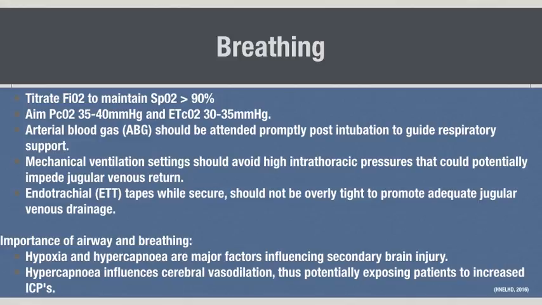Mechanical ventilation settings should avoid high intrathoracic pressures that could potentially impede jugular venous return. Endotracheal tapes, while secure, should not be overly tight to promote adequate jugular venous drainage. Importance of airway and breathing. Hypoxia and hypercapnia are major factors influencing secondary brain injury. Hypercapnia influences cerebral vasodilation, thus potentially exposing patients to increased intracranial pressures.